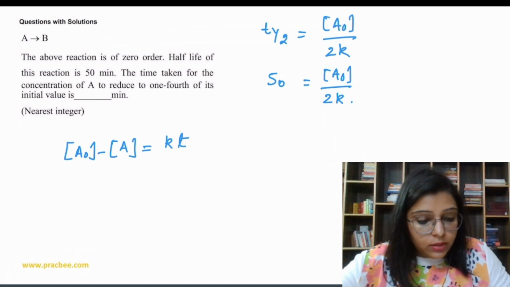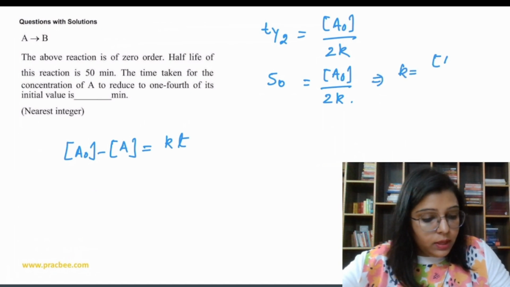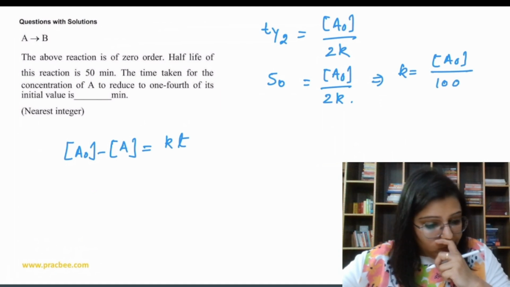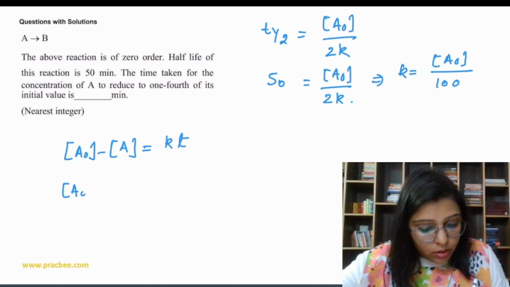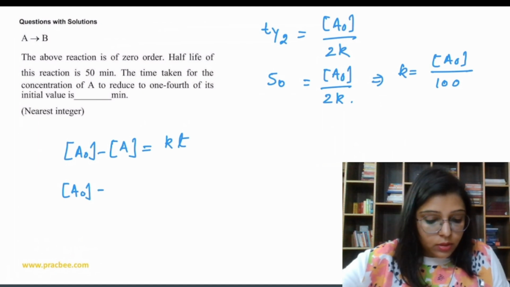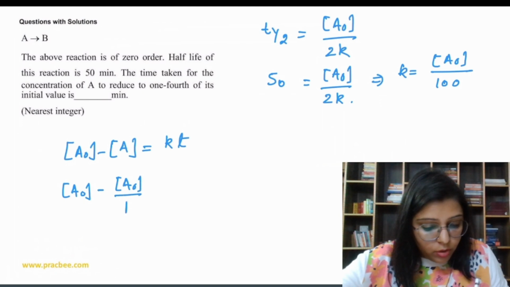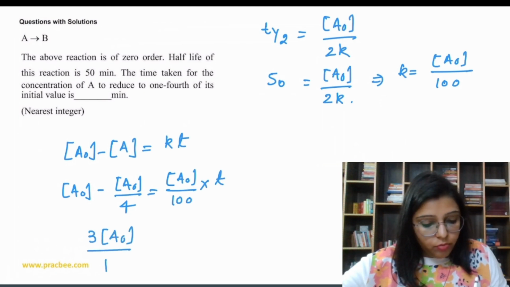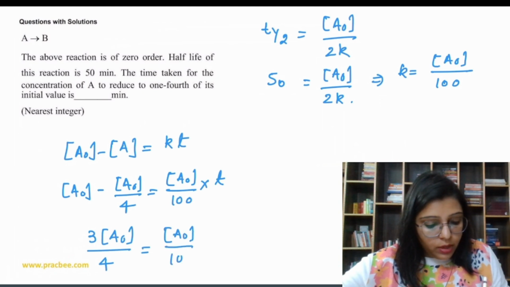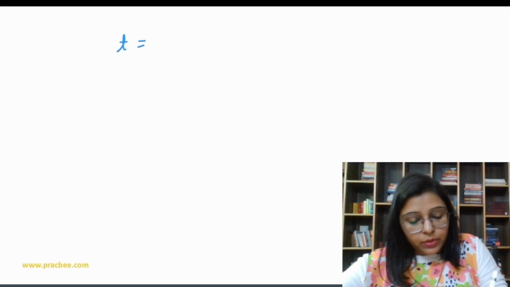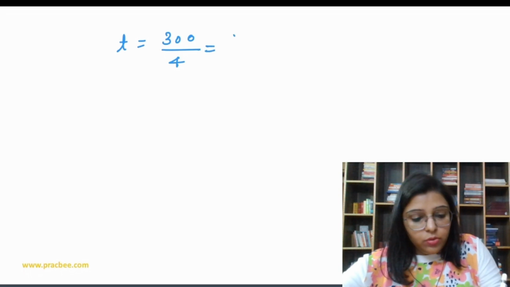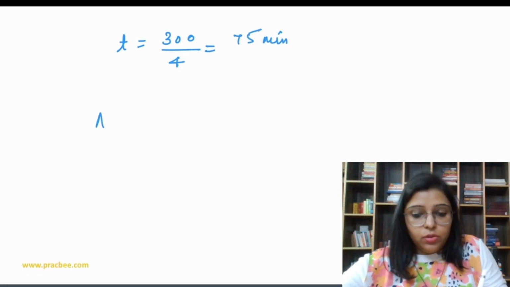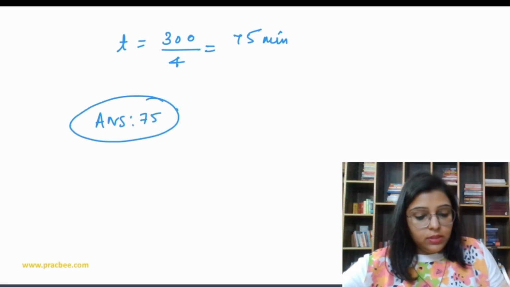So from here, the value of K is A naught upon 100. And A is 1/4 of A naught, so we can say A naught upon 4. K is A naught upon 100 and this is T. So we have to find the value of T. So 3 A naught upon 4 is A naught upon 100 into T. So A naught cancels out. So time is equal to 300 upon 4, which is 75 minutes. So the answer is 75 minutes.